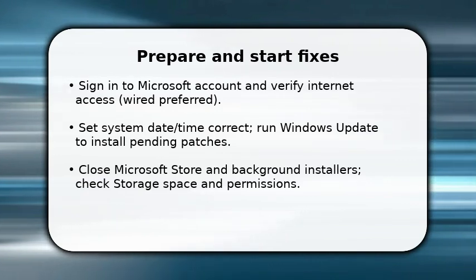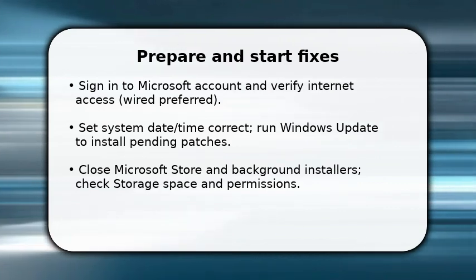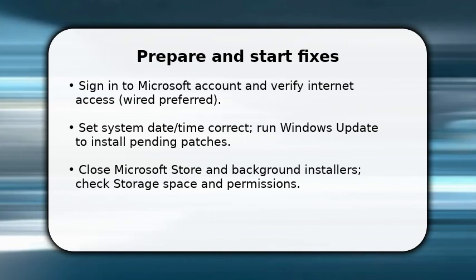First, sign into your Microsoft account and confirm a stable internet connection. Wi-Fi can be flaky, so use wired if available. Once done, make sure system date and time are correct. Then run Windows Update and install any pending patches because store components often depend on them.